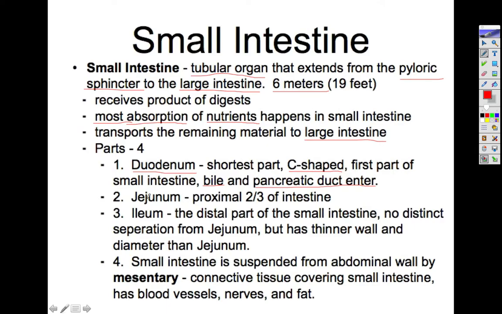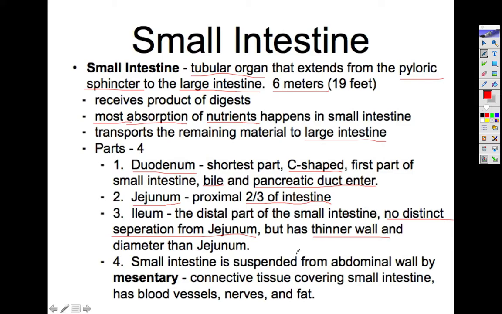Following your duodenum is a segment known as the jejunum. This makes up 2/3 of your intestines. So this is the largest segment, your jejunum. And then the last portion is called the ileum, which is the distal region of the small intestine. It's hard to distinguish between your jejunum and your ileum, but as you progress, the tube gets thinner as it goes along. So it's a thinner wall than your jejunum is kind of your distinction.